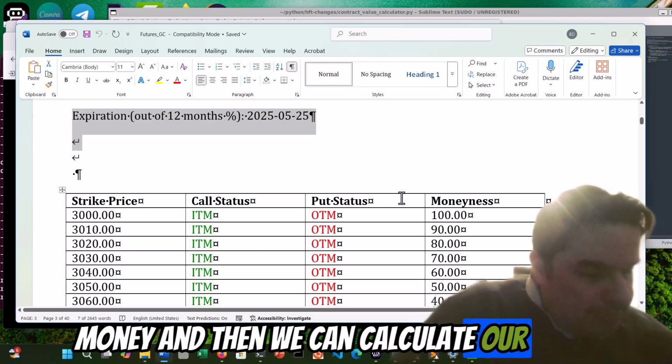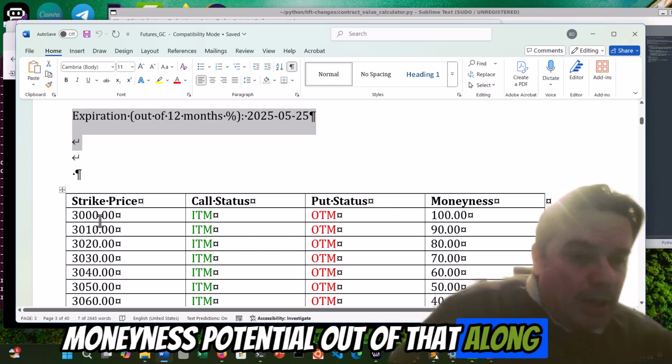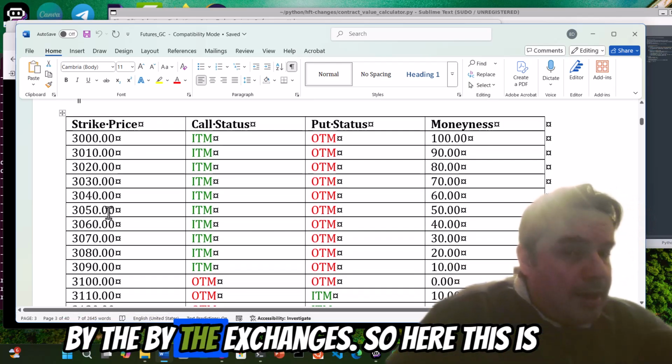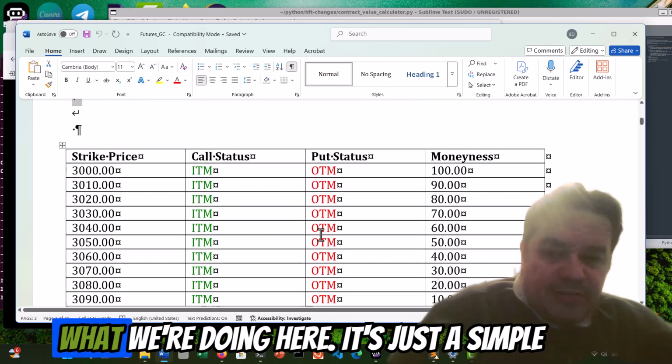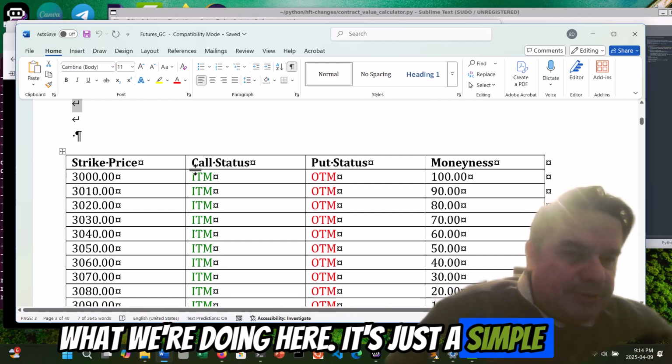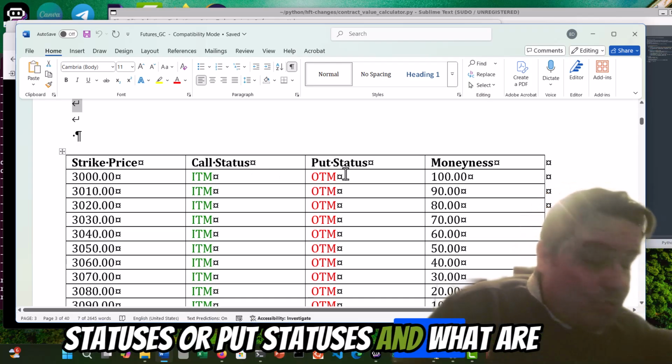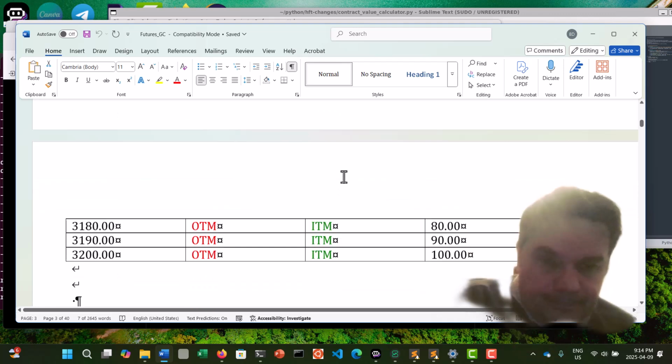And then we can calculate our moneyness potential out of that, along with the various strike prices. Always remember that strike prices are always set by the exchanges. So here, this is what we're doing here. It's just a simple strike price. What are different call statuses or put statuses, and what are the moneyness that comes out of that?